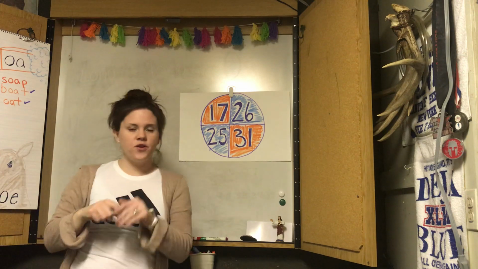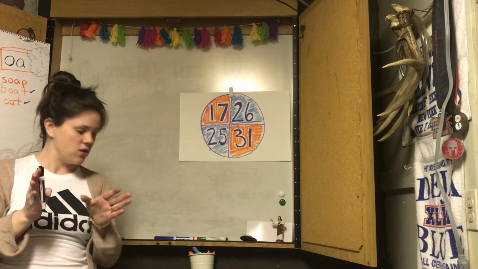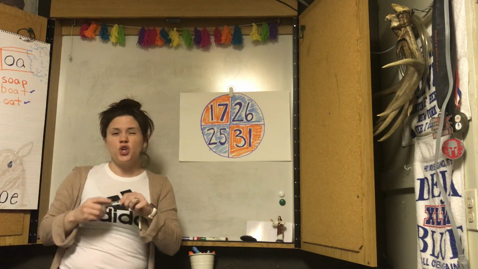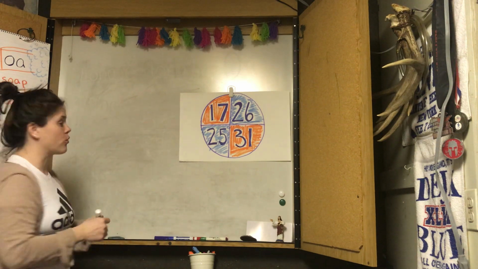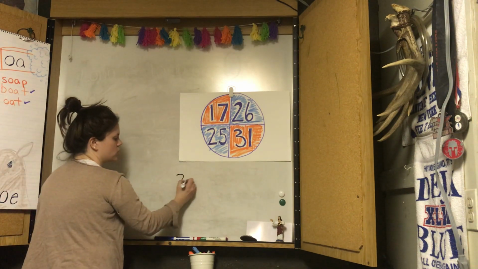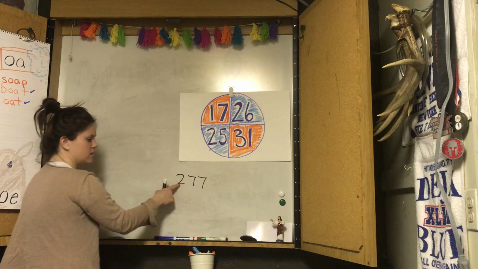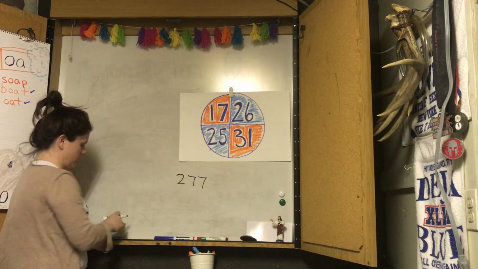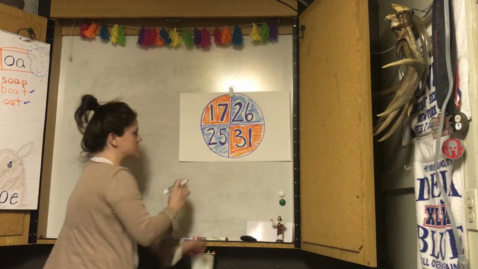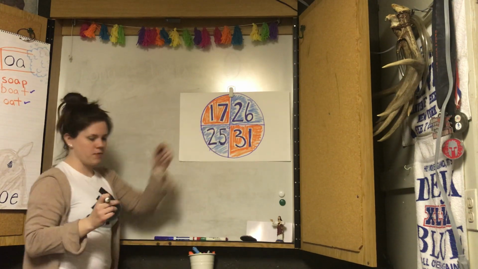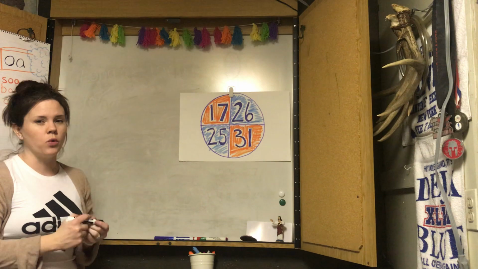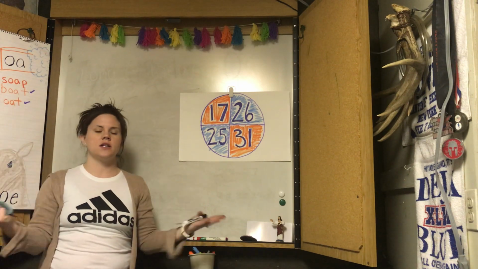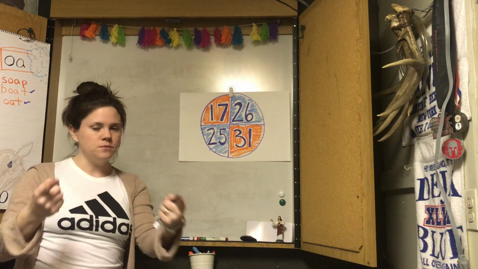Now, if you take out your math workbooks, if you didn't already, you're going to open them up to page 277, a 3-digit number. 277. 2 hundreds, 7 tens, 7 ones. Okay, and this spinner may look familiar. There's a spinner on your page just like that, and we're going to work through this together. That way you have an idea of what you're doing at home.